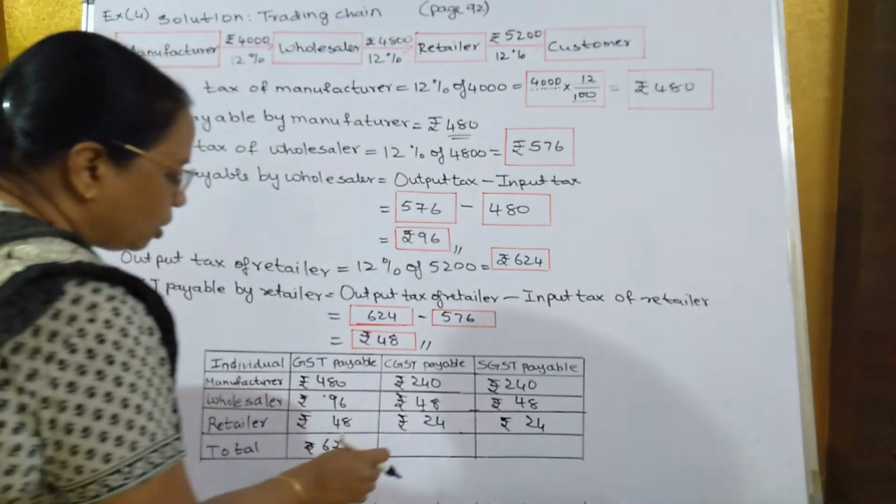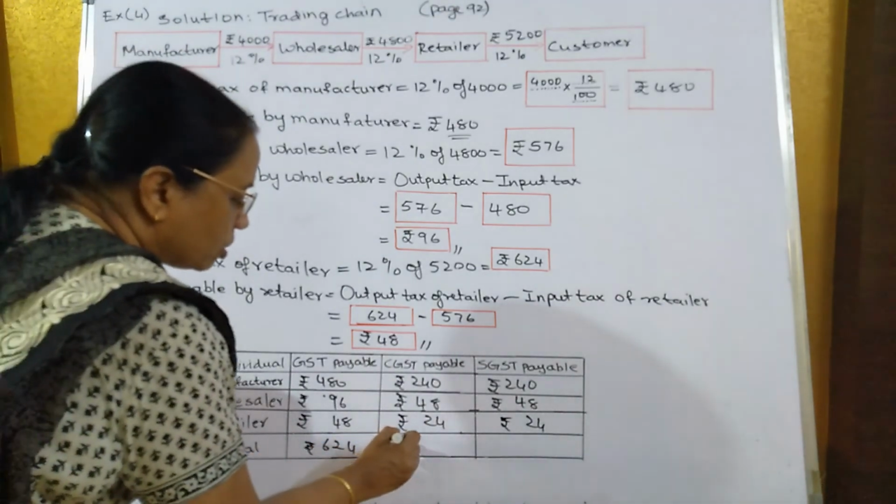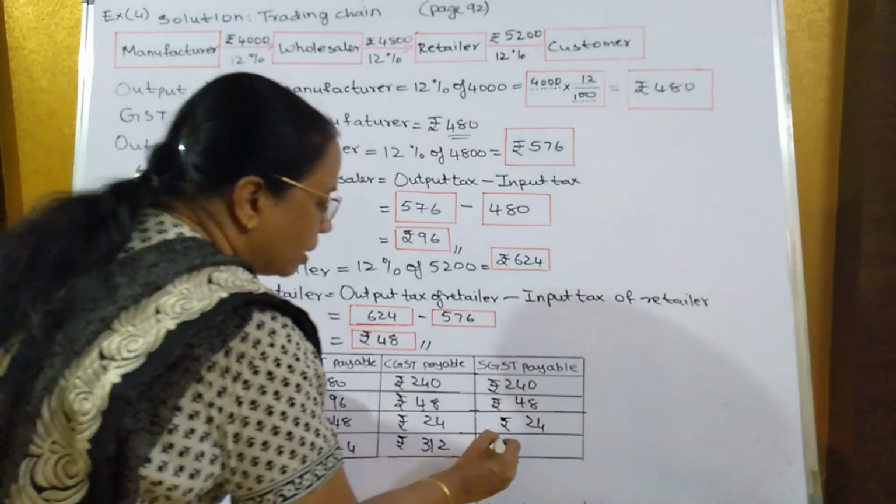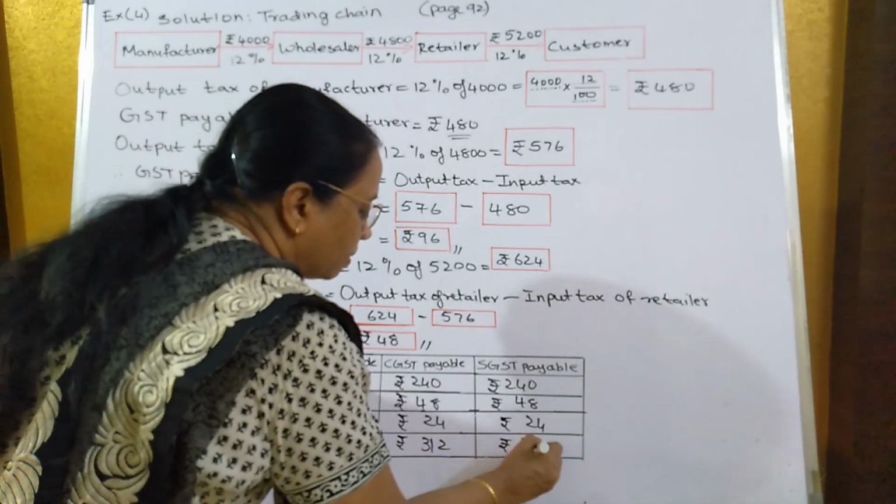Now if you find the total of this, you will get half of this only. So it will be rupees 312. Here also it will be rupees 312.